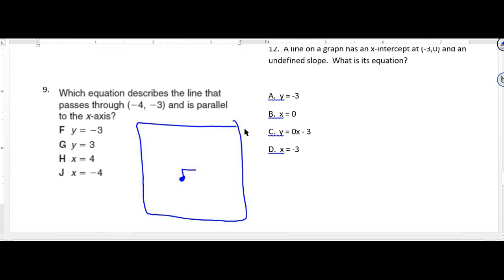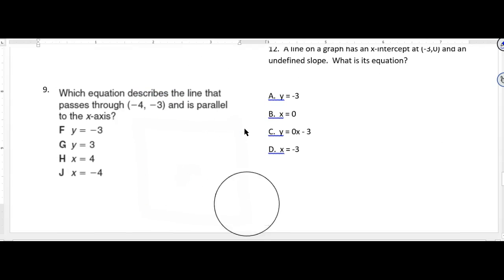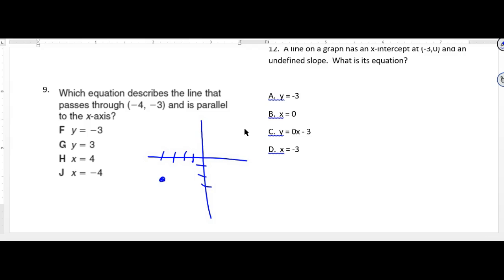Number 9, which equation describes a line that passes through -4, -3? I'm going to go plot -4, -3, and is parallel to the x-axis. This is my x-axis. I know that line has to be right here. I just need the equation that makes that line. Well, I know it's at -3. It's not going to be a +3 or a +4. So my only choices are y equals -3 and x equals -4.